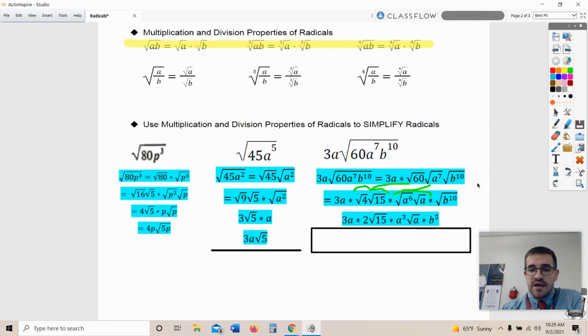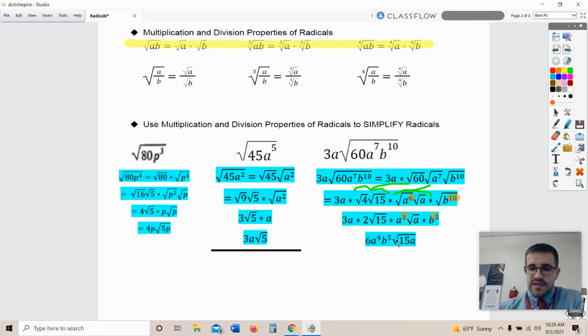You have 3a. The square root of 4 simplifies to 2. The square root of 15 stays as the square root of 15. The square root of a to the 6th turns into a cubed. Square root of a stays as the square root of a. And the square root of b to the 10th turns into b to the 5th. Notice these exponents, the 10, the 6, are just getting cut in half when they end up down here.